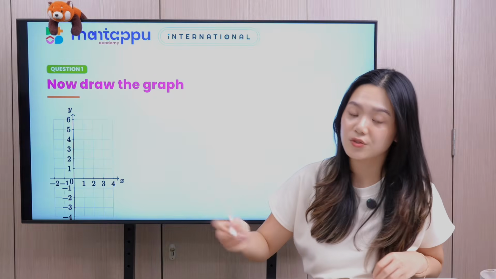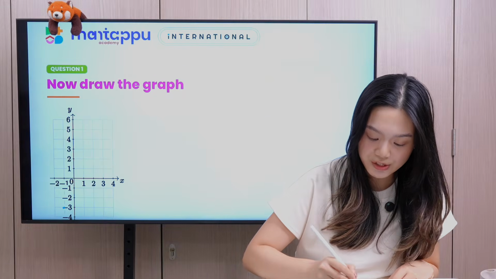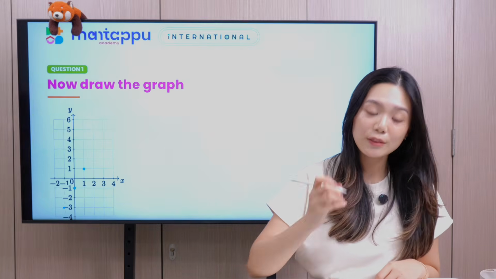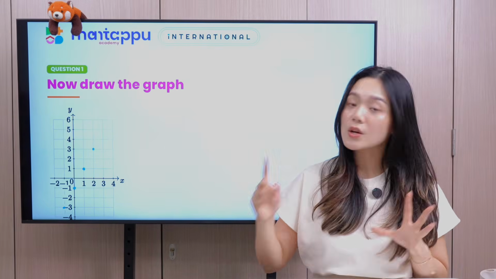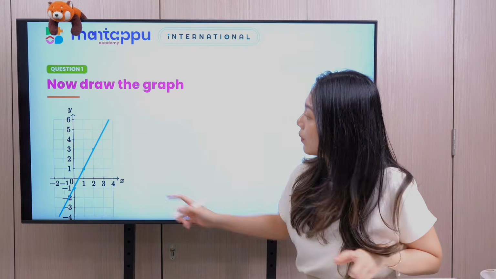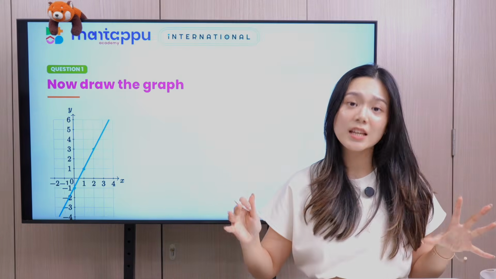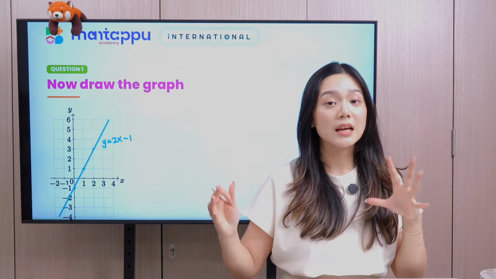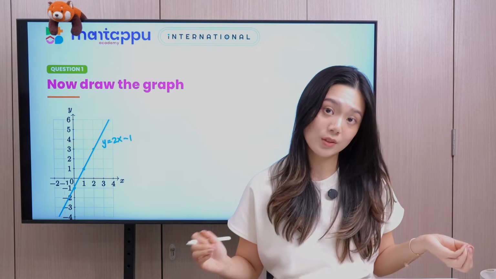Now let's plot it in this graph. Minus 1, minus 3 is here. 0, minus 1 is here. 1 and 1 is here. And my last point, 2 and 3, will be this point. So now I want to join these 4 points. I can draw a straight line and I will have this line over here. That's it. We now have our straight line y is equal to 2x minus 1. That's the simplest kind of question that you will face.